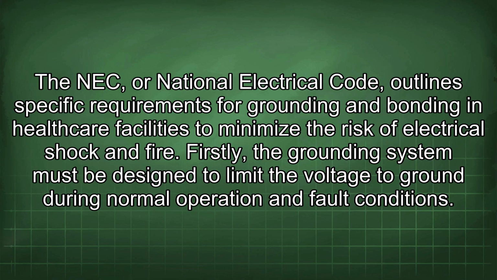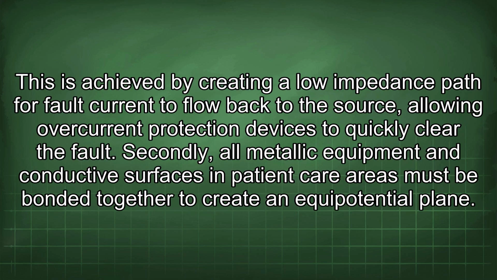Firstly, the grounding system must be designed to limit the voltage to ground during normal operation and fault conditions. This is achieved by creating a low impedance path for fault current to flow back to the source, allowing overcurrent protection devices to quickly clear the fault.